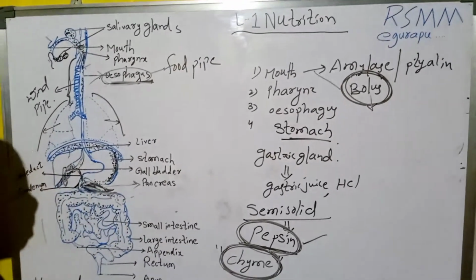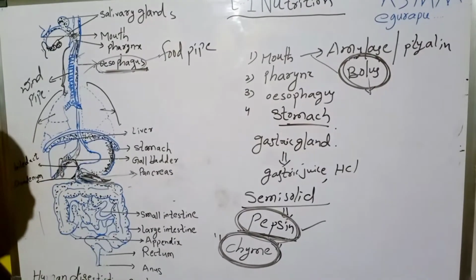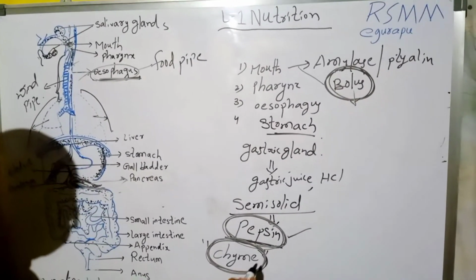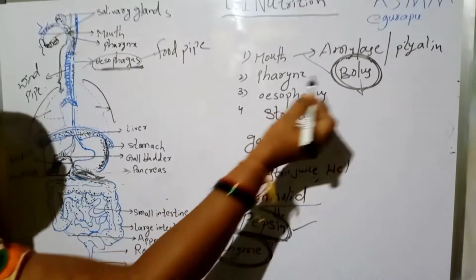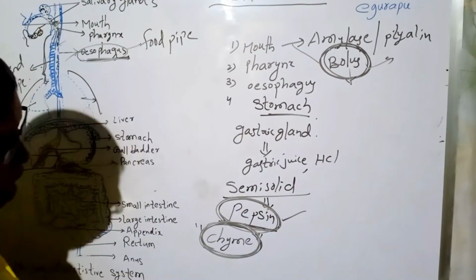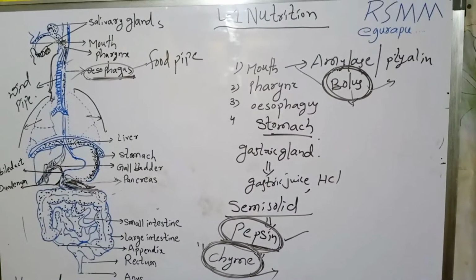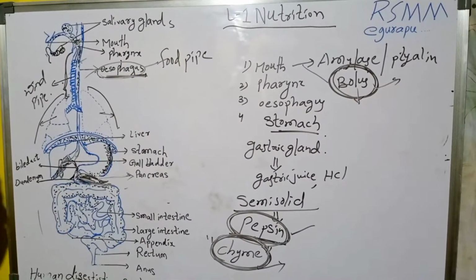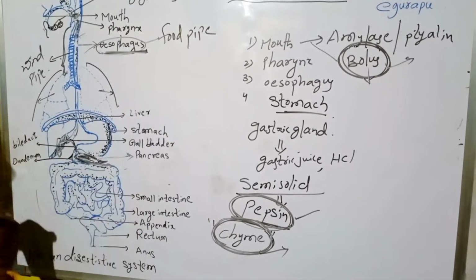Very important. You will get questions like the difference between bolus and chyme, and which enzymes act in the chyme state and which enzymes act in the bolus state. You will get questions like this. And here carbohydrates are broken down, and here proteins are broken down. Now, the food material passes from the stomach to the small intestine.